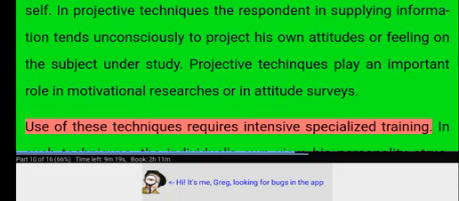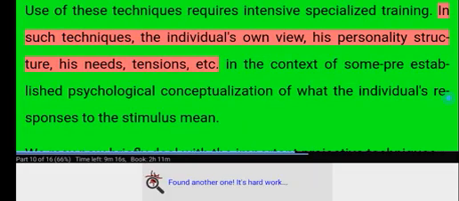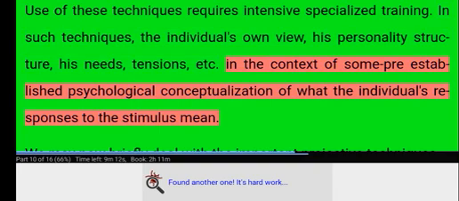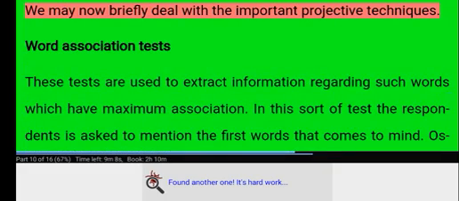Use of these techniques requires intensive specialized training. In such techniques, the individual's own view, his personality structure, his needs, tensions, etc. are interpreted in the context of some pre-established psychological conceptualization of what the individual's responses to the stimulus mean. We may now briefly deal with the important projective techniques.